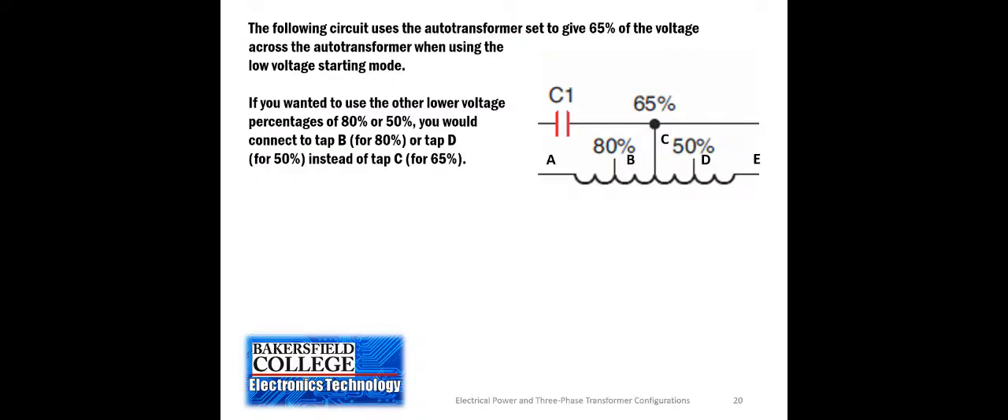So what we're doing is we're connecting the autotransformer under the low voltage operation. Remember, we're first starting the motor at the lower voltage. In this case, we're using the 65% tap. So rather than starting the motor at full voltage across the line, it'll be 65%.